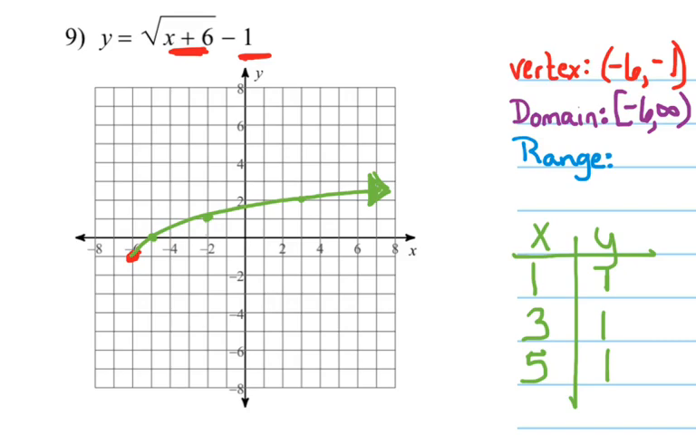Now let's go ahead and do our range. Range is going to be lowest, highest. And so my lowest value is going to be -1. My highest is going to keep going up. There's an arrow there, so that's going to be positive infinity. These, for domain and range, are always going to have one infinity and one number.